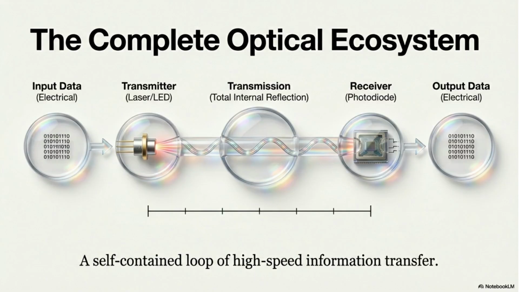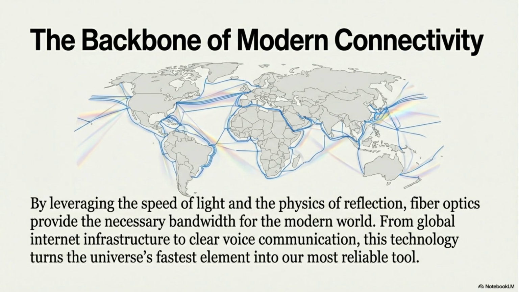The complete optical ecosystem involves a self-contained loop. Electrical input data is transmitted as light pulses through total internal reflection, received by a photodiode, and outputted as electrical data. By leveraging the speed of light and the physics of reflection, fiber optics form the backbone of modern connectivity. This technology provides the necessary bandwidth for global internet and clear communication.